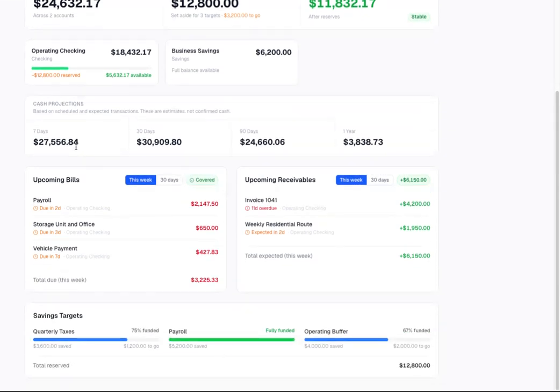Cash projections tells you, based off all the information you put in there, from the account balance to what the bills are and what money you're going to receive, what your cash position will be in 7 days, 30 days, 90 days, and in 1 year. You also have a quick view of what upcoming bills you have and what money you're anticipating to receive, which is a receivable. And at the bottom, you have your targets of things that you were trying to reserve money for.